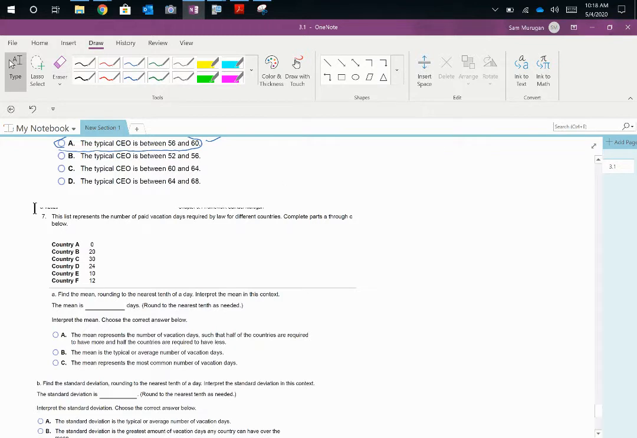Question 7. The list below represents the number of paid vacation days required by law for different countries. Compute parts A to C. So I'm going to use my calculator to find the mean.